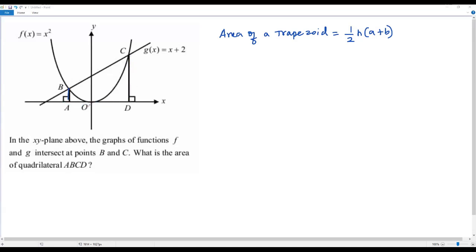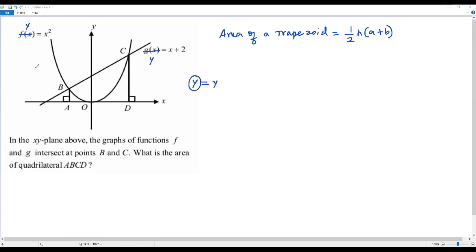So how do we get these lengths? For that, we have to find the two points of intersection of the two functions, f of x equals x squared and g of x equals x plus 2. The two points of intersection are B and C. So for that, we can replace this f of x by y and this g of x also by y. Okay, now to find the points of intersection of these two graphs, we can say that y equals y.